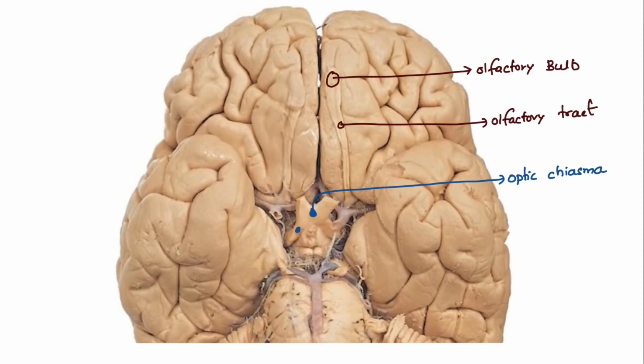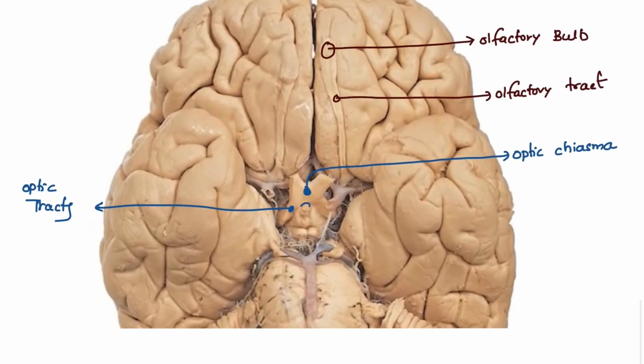Okay, now can you see just below it, here we have the optic tract, and this is the continuation of the optic nerve fibers beyond the optic chiasma. So this is the tract and it can be seen extending posteriorly from the optic chiasma, right?